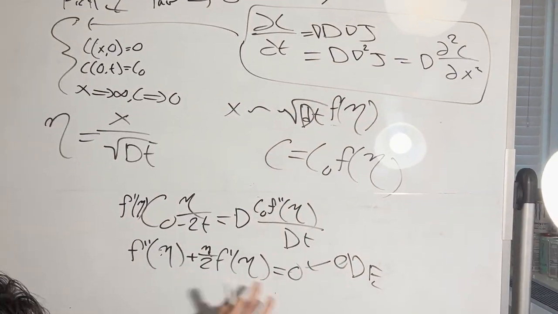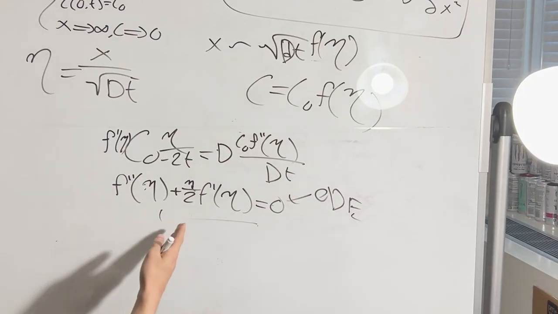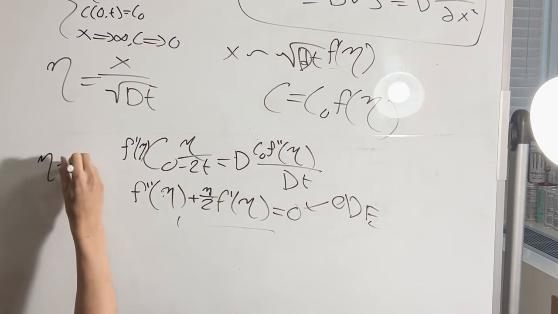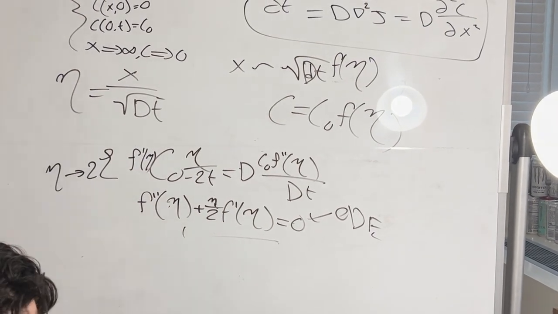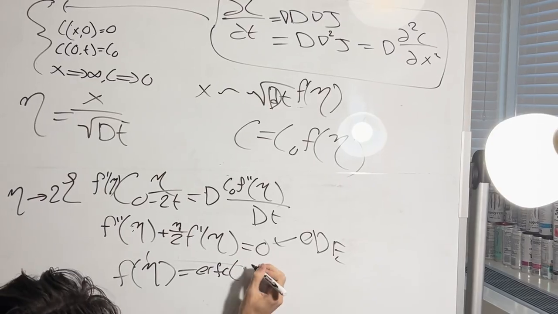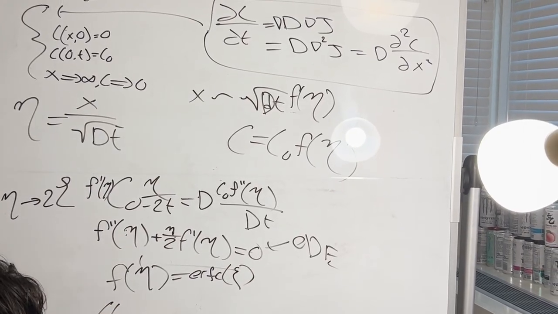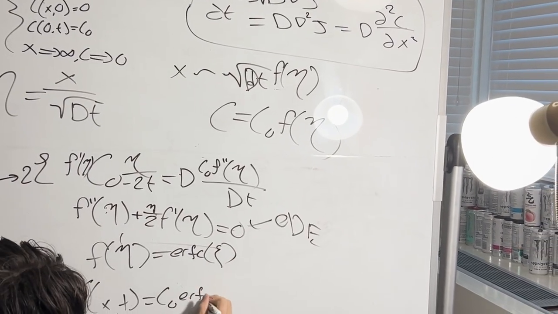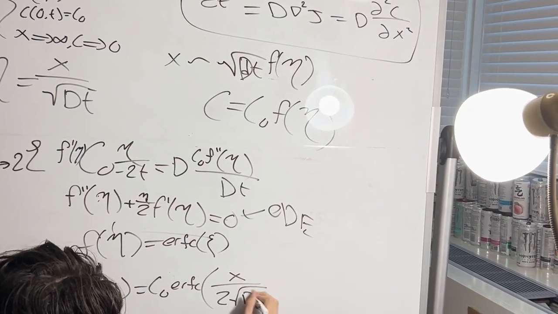The method to solve this is really quite trivial, but we end up substituting eta equals 2 zeta, and then at the end of the day, we end up with f of eta equals the complementary error function of zeta. So our final solution is C of x,t equals C naught times the complementary error function of x over 2 times the square root of Dt, and then we're done.